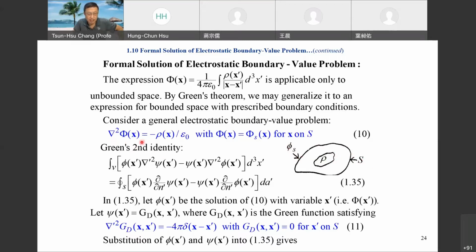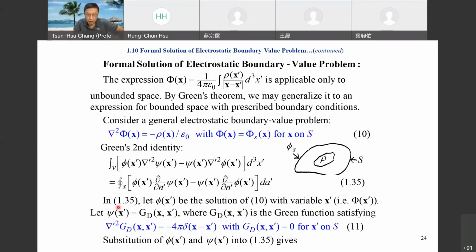So we consider Poisson's equation. That's the Poisson's equation, okay? And on the surface the potential is specified, or given. That's the general problem. And we will use Green's second identity. Here, we change to prime. Everything is in the prime system. Okay, be careful about prime and unprime.